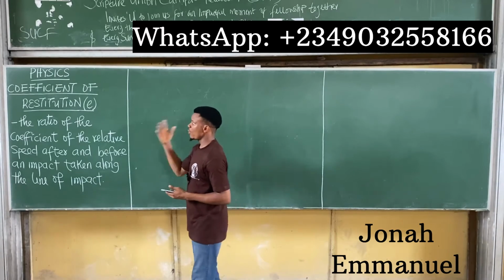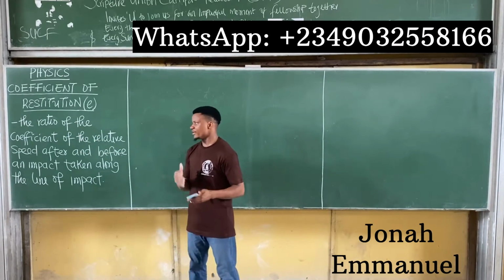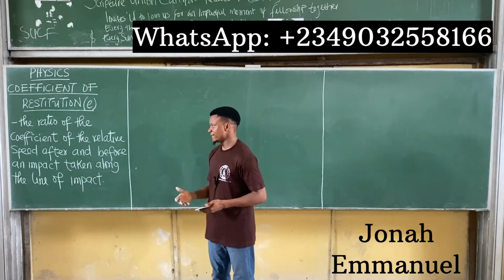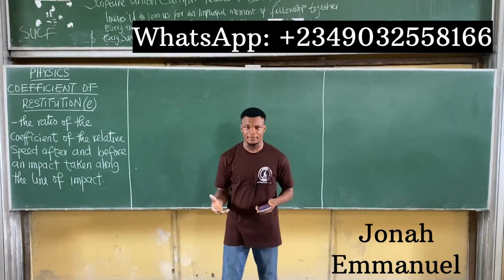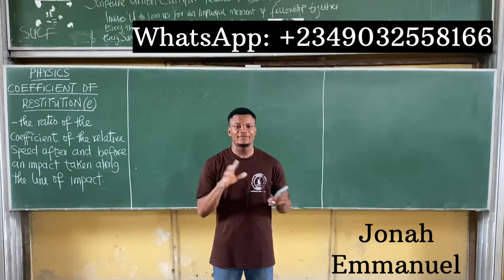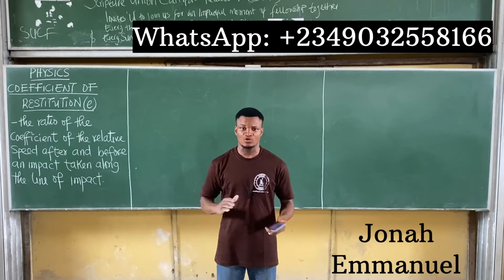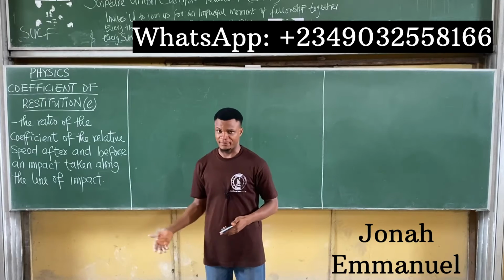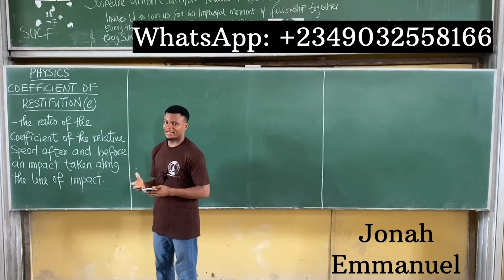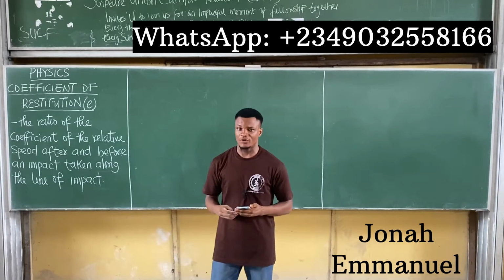By definition, coefficient of restitution is the ratio of the relative speed or relative velocity after and before an impact taken along the line of impact. So simply, coefficient of restitution is the ratio of the relative velocity of two bodies after an impact to the relative velocity of two bodies before an impact. Coefficient of restitution is abbreviated by the symbol E. So we use E to represent coefficient of restitution.